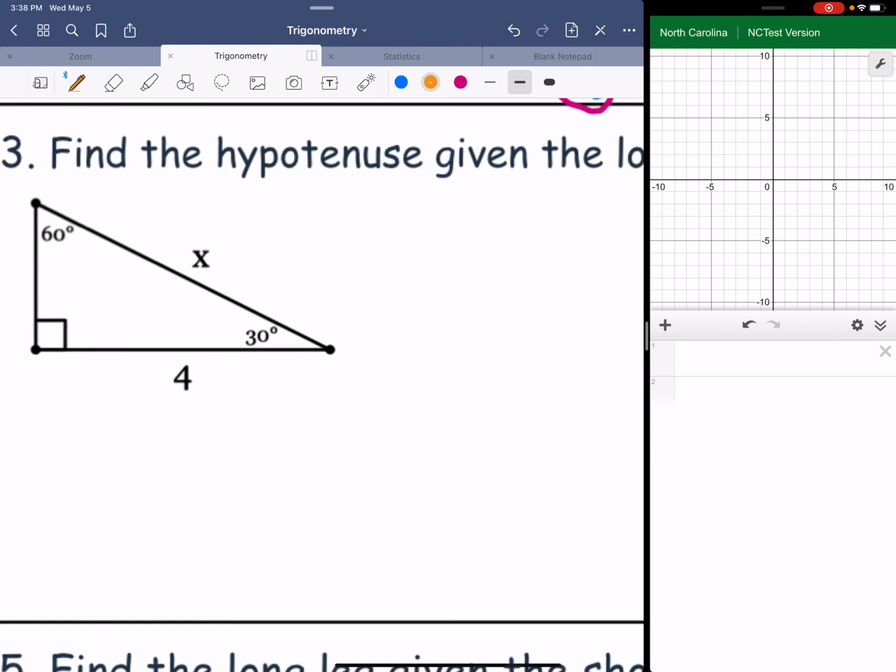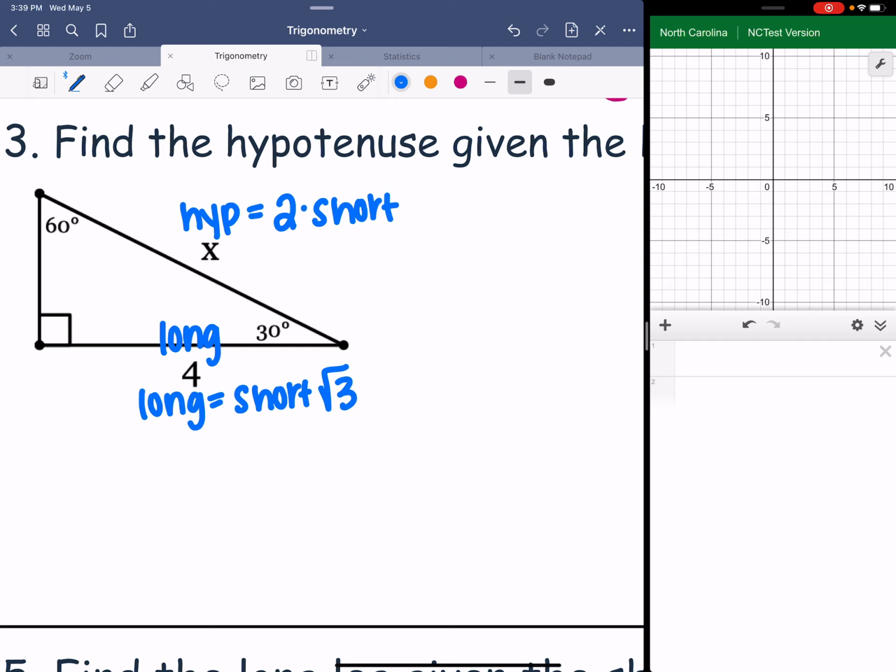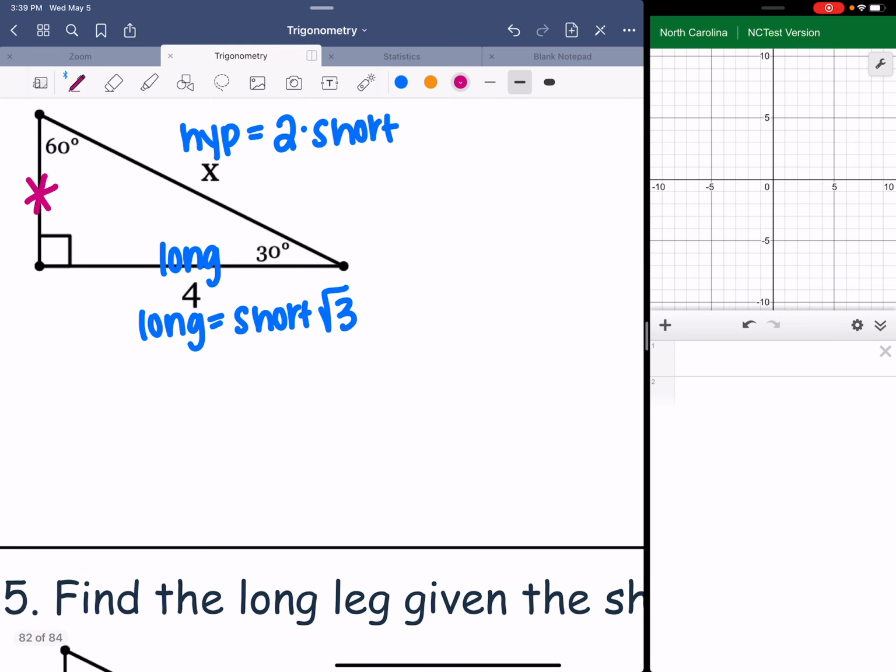Okay, now we have a 30, 60, 90, and we need to find the hypotenuse given the long leg. So we have the long leg, and we need to find the hypotenuse. Well, we know the hypotenuse is always 2 times the short leg, and we know that the long leg is the short leg times the square root of 3. So what I would do here is work backwards and find the short leg first, because once I know the short leg, then I can just do 2 times that and I have the hypotenuse. So let's work to find the short leg. I'm going to call the short leg y.